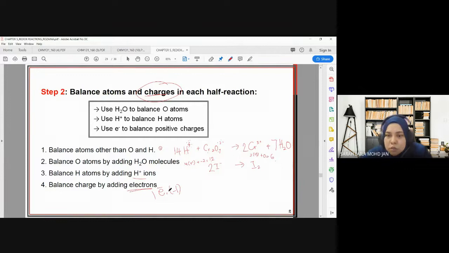So now you ada 12 kan? 12 and 6. So kalau kita fikir logik, kita nak tambah elektron dekat bahagian produk ataupun bahagian reaktan. Yang ni siapa boleh teka?